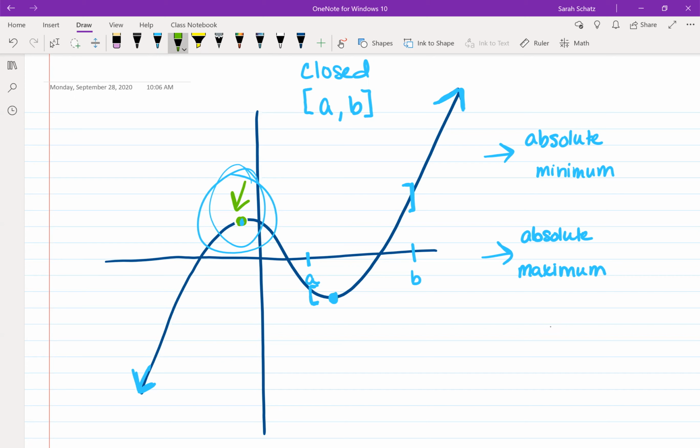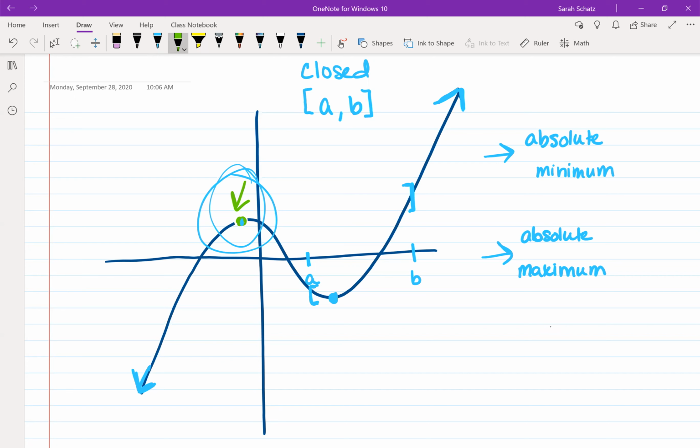I want to know what's the absolute minimum. So in other words, what is the absolute lowest point on this interval? Well, you guys, there are only two places we have to check. And before we start checking, let's remember what it means to be a minimum. It means the lowest y value in that region, right?